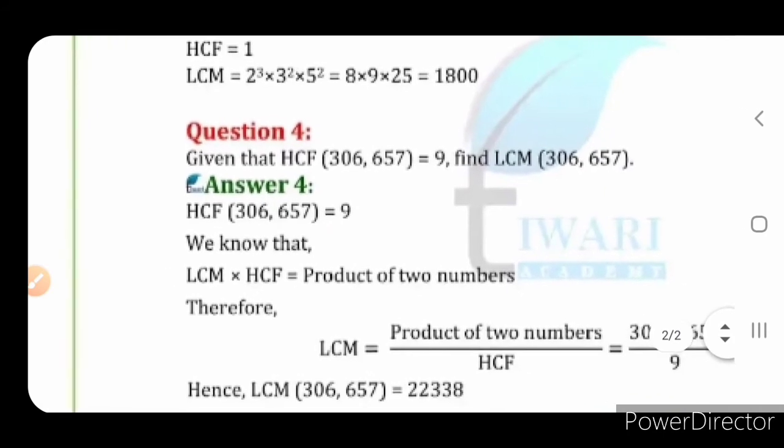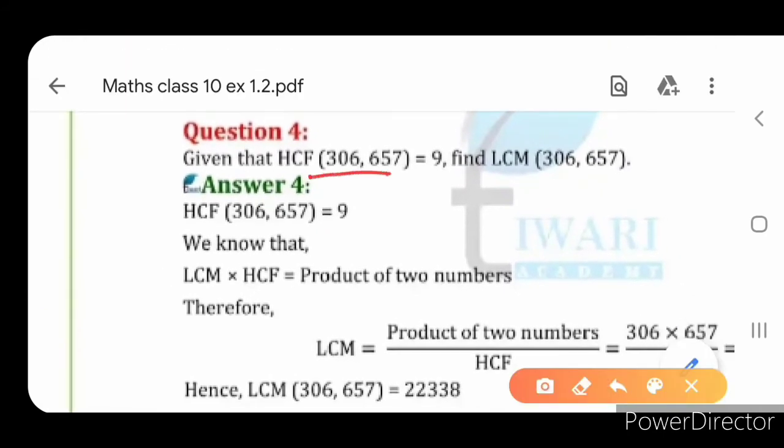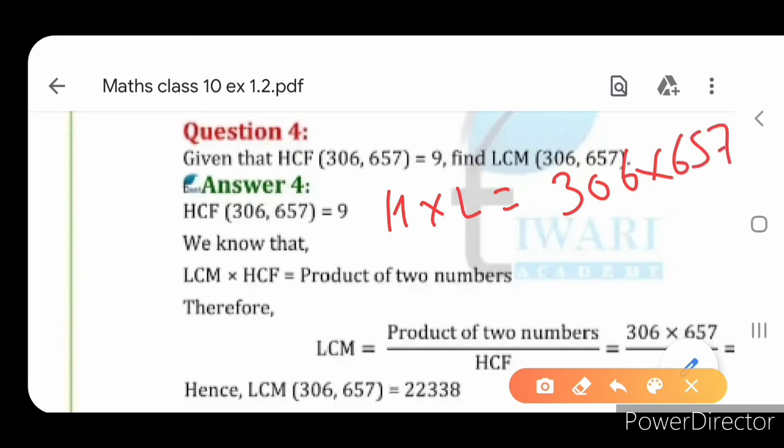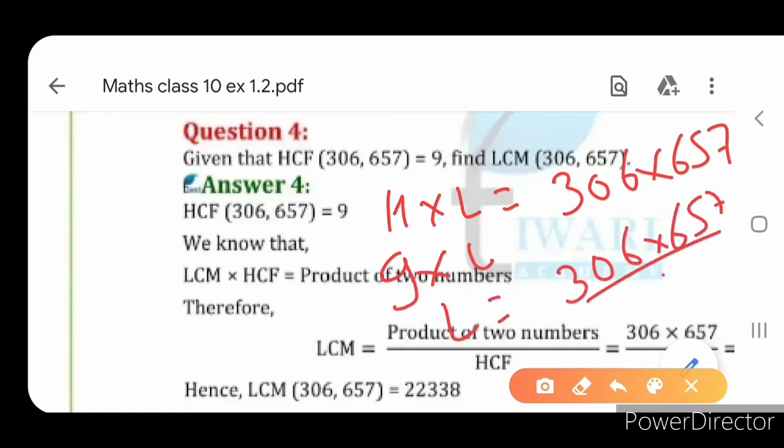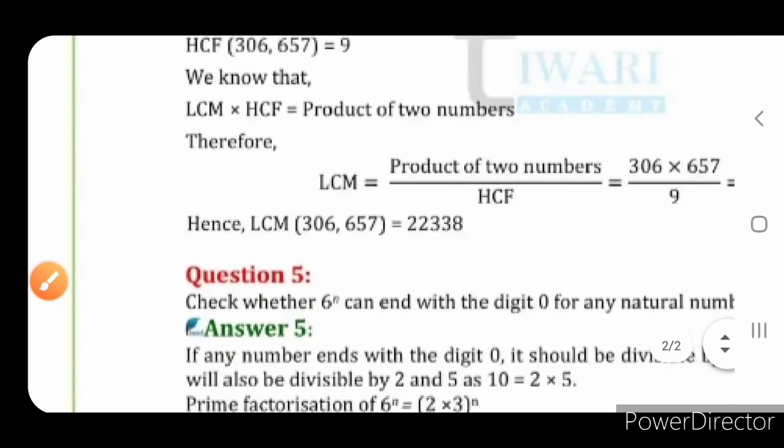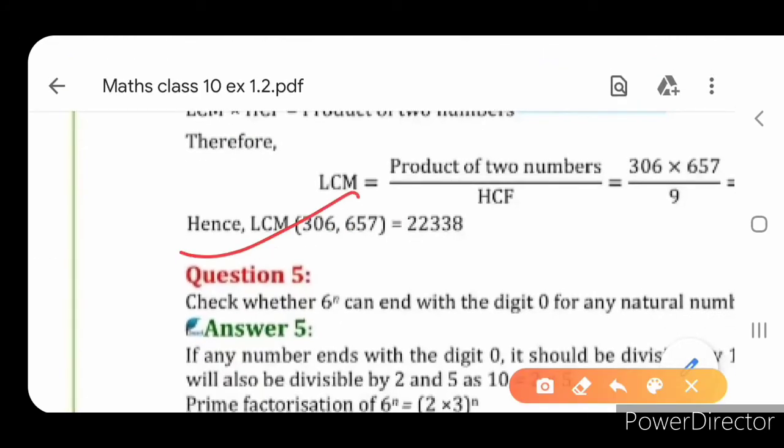Now 4. Given that HCF, it means here the 2 numbers are 306 and 657. SCF is given as 9, and we have to find the LCM. I have already told you that HCF into LCM is equal to the product of 2 numbers. Here the 2 numbers are 306 and 657. Here SCF is 9, so we have to find the LCM. So LCM will be 306 into 657 by 9. Now solve it and we can get the answer here, okay? So we have to use the formula that HCF into LCM is equal to the product of 2 numbers. But if you have any doubt, then you can ask me without hesitation. You can ask me every time without hesitation, okay?